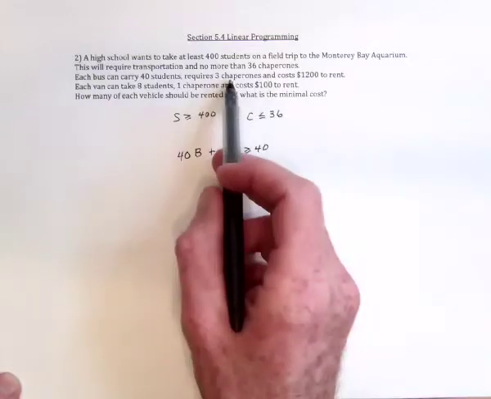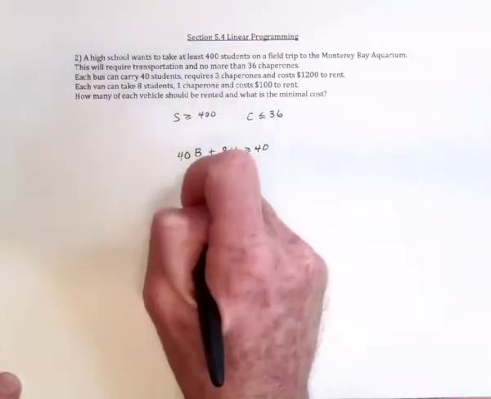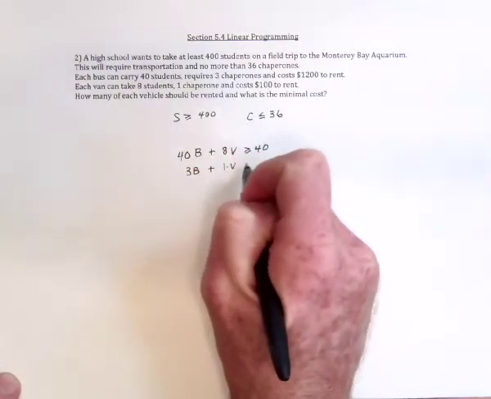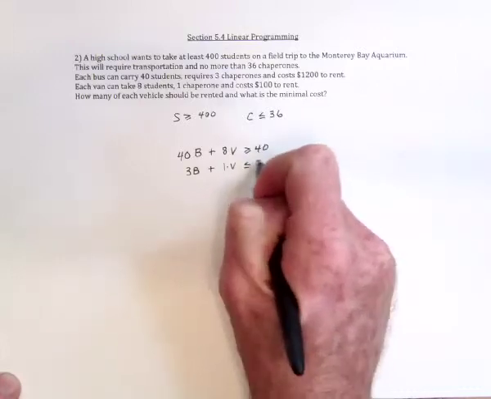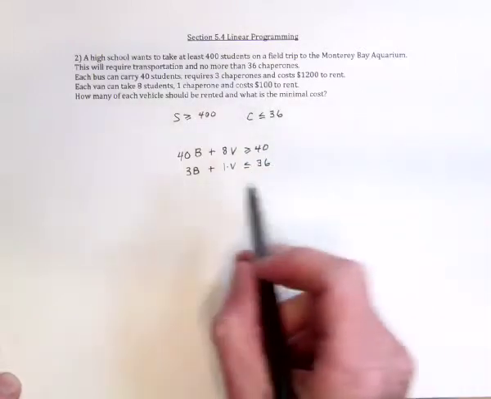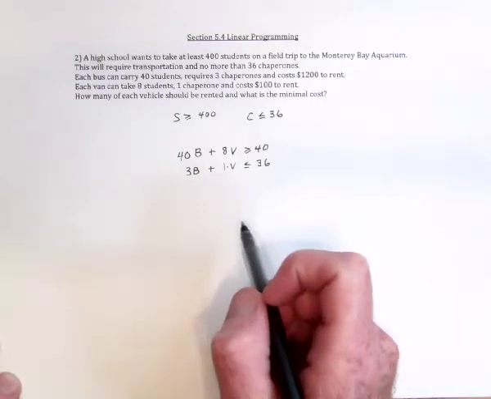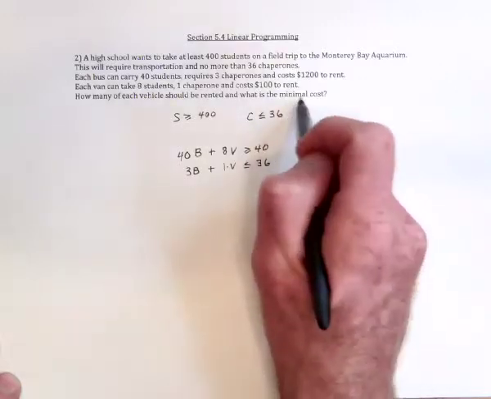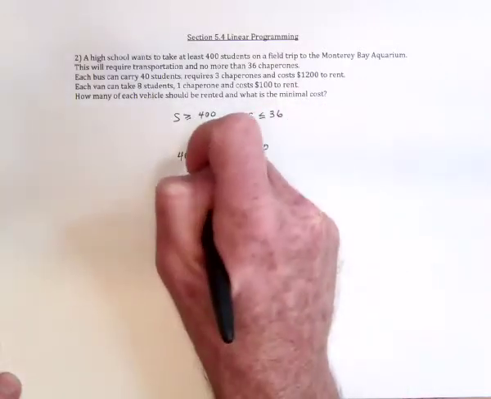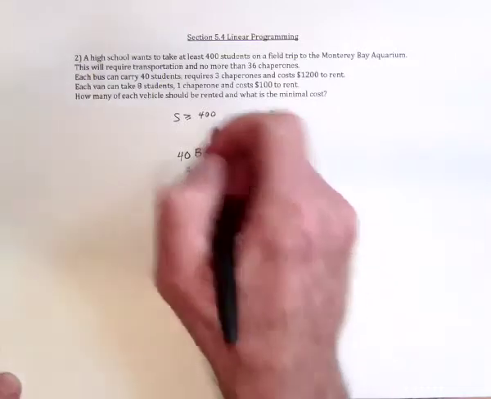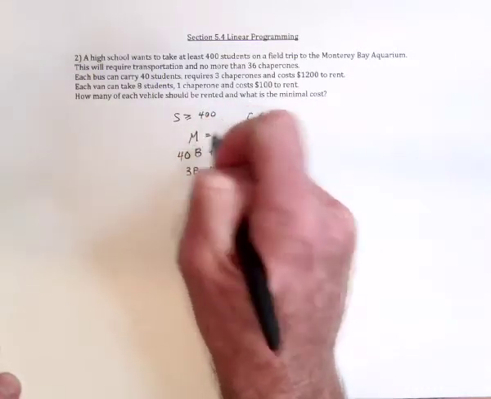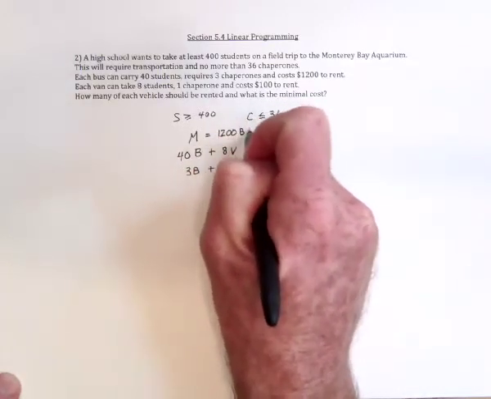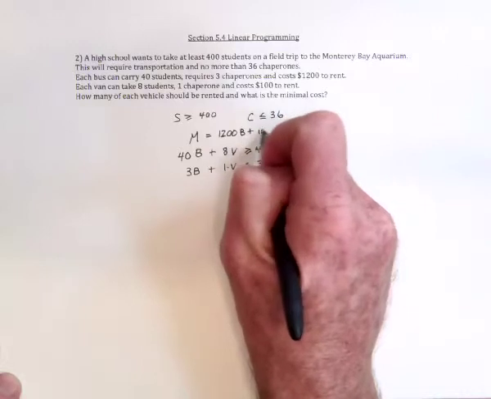And then as far as the chaperones, it's 3 and 1. So we'd have 3 on a bus plus 1 in a van, and that has to be less than or equal to 36. And of course the number of buses and vans needs to be bigger than or equal to 0. And now as far as the money, so minimize the cost. The cost, I will use M for money, is going to be $1,200 for a bus plus $100 for each van.